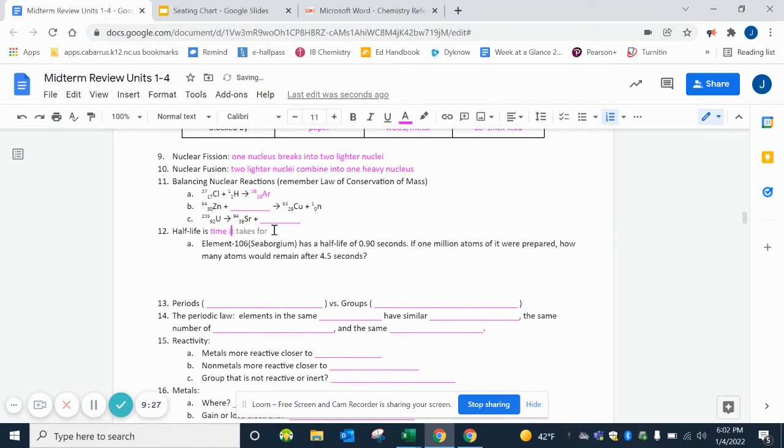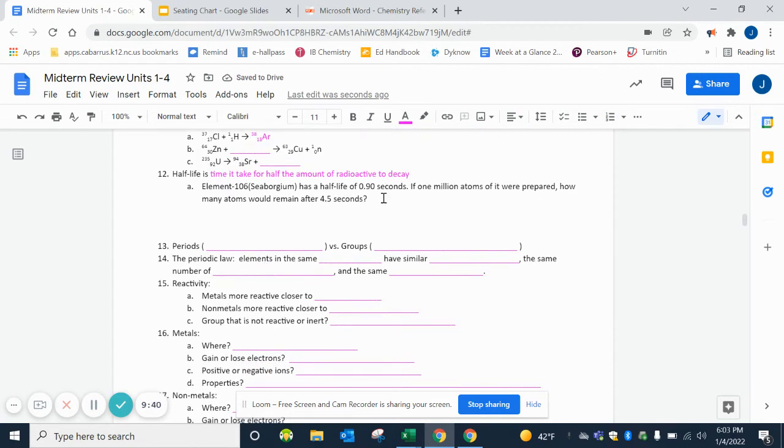Half-life is the time it takes for half the amount of a radioactive substance to decay. So for this one problem, you have a half-life of 90 seconds. There's 1 million atoms prepared. How many atoms would remain after 4.5 seconds? Okay, so we would take our 2 time values, 4.5, we would divide by 0.9. That tells us there were 5 half-lives.